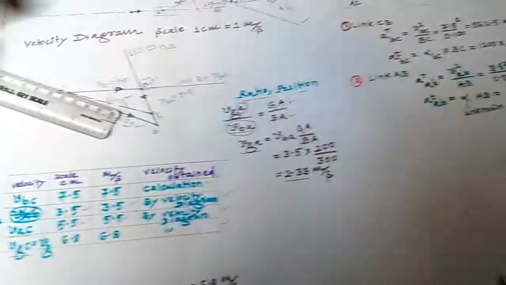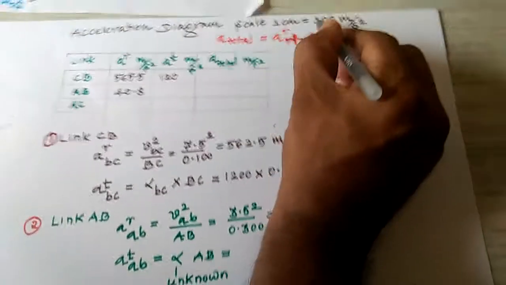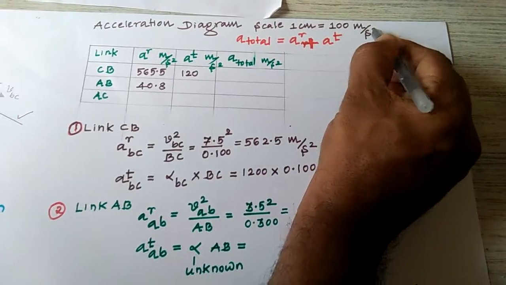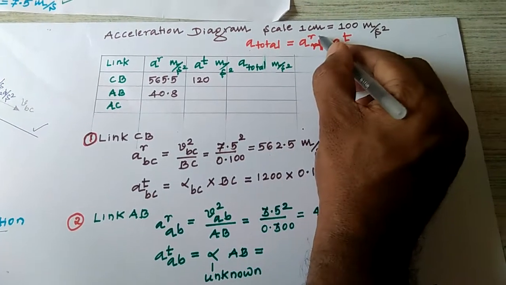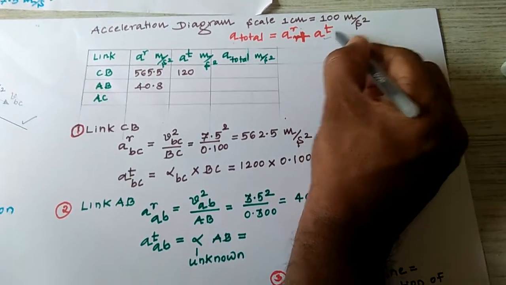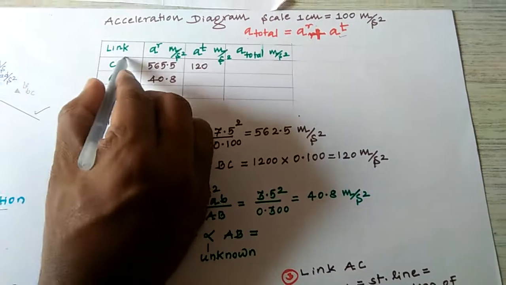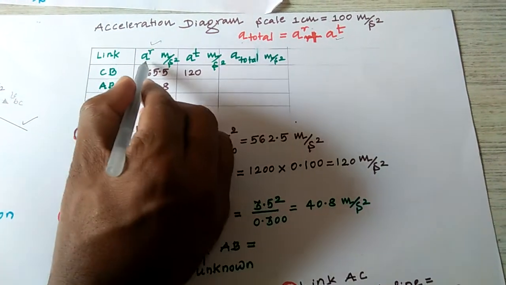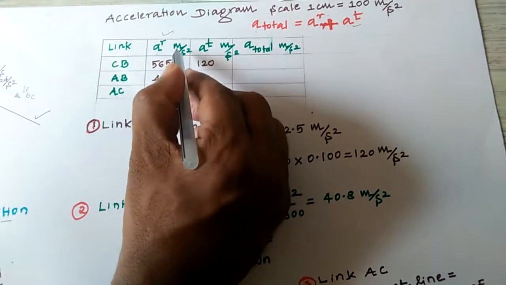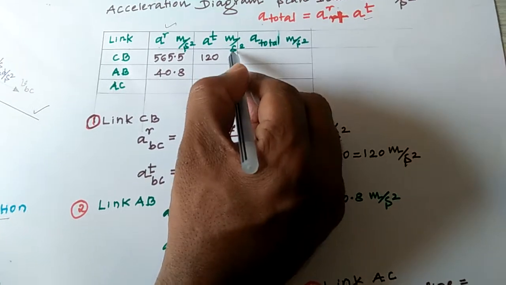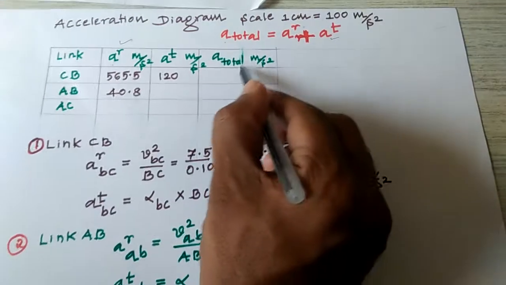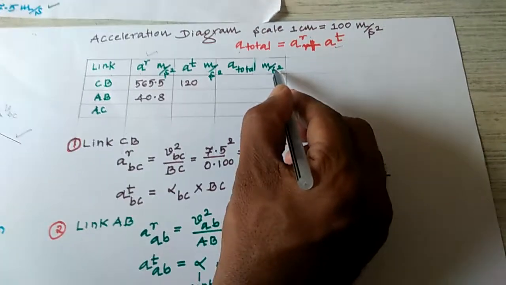Then I will come to the acceleration diagram. For the acceleration diagram you have to take 1 centimeter equal to 100 meters per second squared. You have to remember this also, the total acceleration equals radial acceleration plus tangential acceleration. Here also I made a link, this is the radial acceleration AR in meters per second squared. This is the tangential acceleration. This is the total, that is also in meters per second squared.